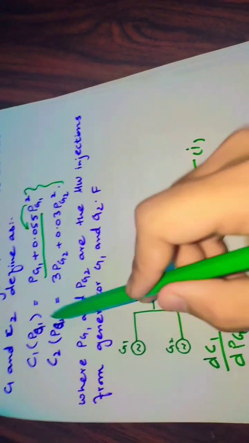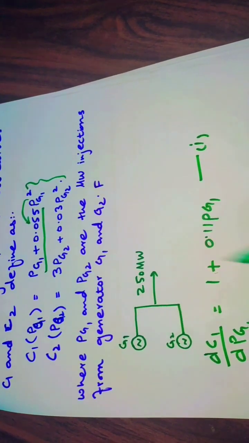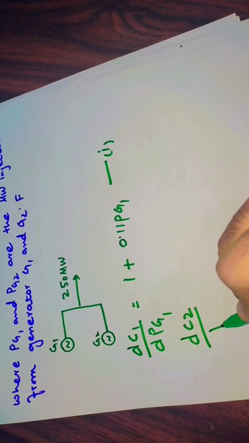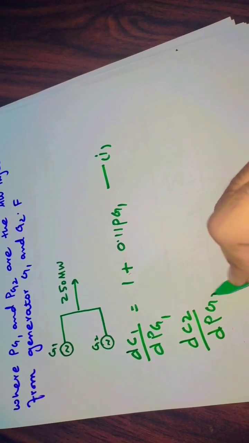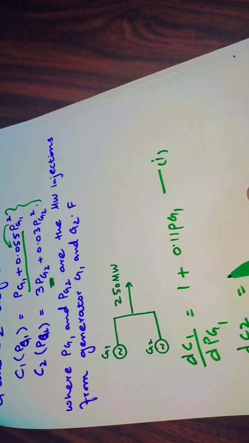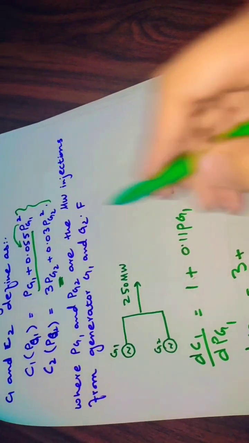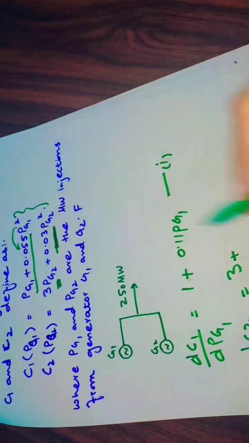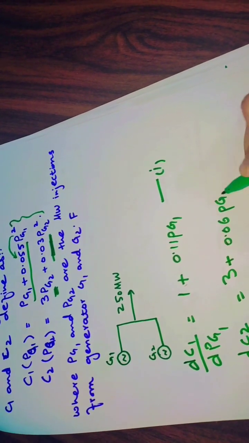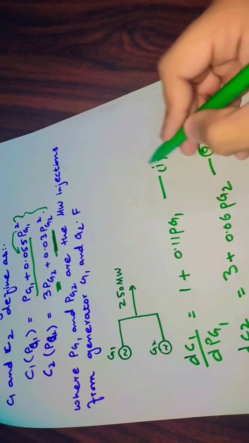The same is the case with the second equation. Differentiate C2 with respect to Pg2, dC2 by dPg2 equals 3 plus 0.06 Pg2, and this is my second equation.